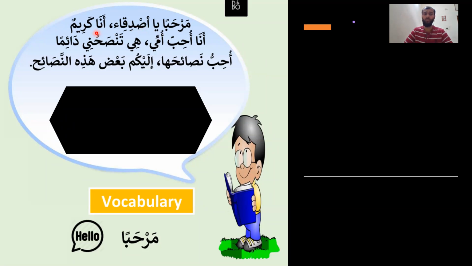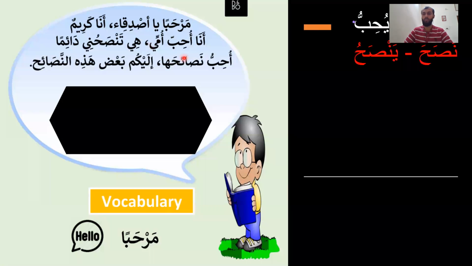He says, ana karimun, meaning he is Kareem. He says, ana karimun. Ana uhibbu ummi. Ana is I. Uhibbu means I like or I love. Ummi is a combination of two words: umm and the pronoun ya. Ummi is my mother.